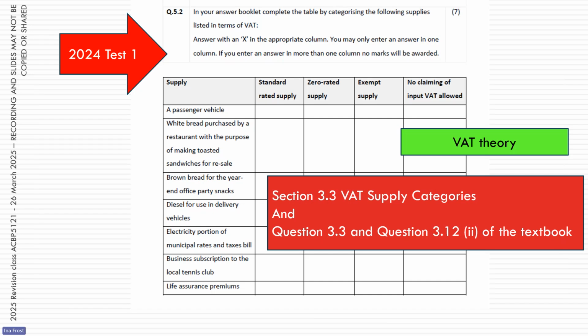So back to last year's semester test. Here you can see there was, as I said, also a theory question on learning unit number 3. It was a question where you were given certain VAT supplies, and you had to categorize them. Are they standard rated, zero rated, exempt, and the like? There are 2 similar questions to this in your textbook, so you can also have a look at those 2 textbook questions when you prepare yourself for the semester test.